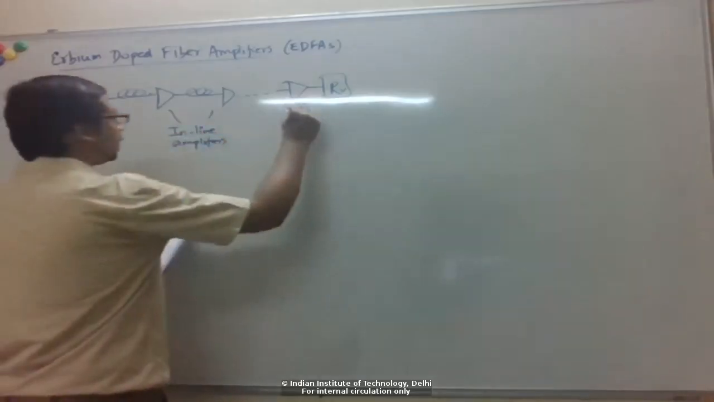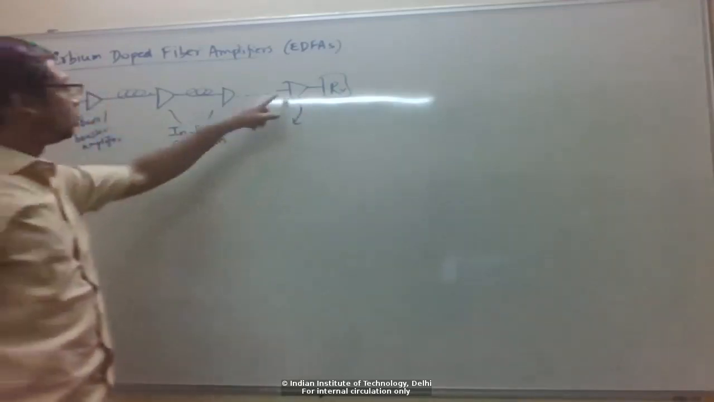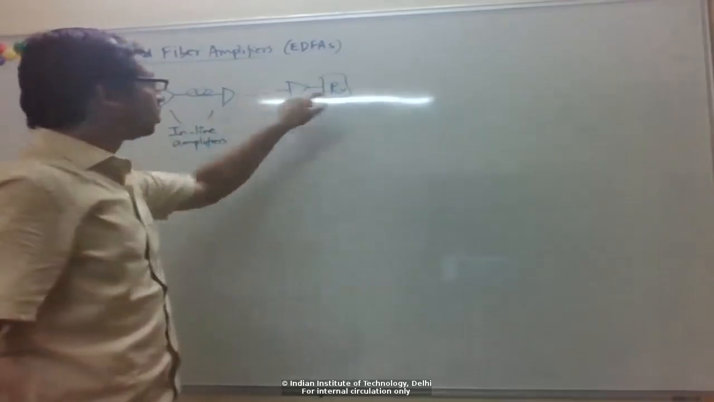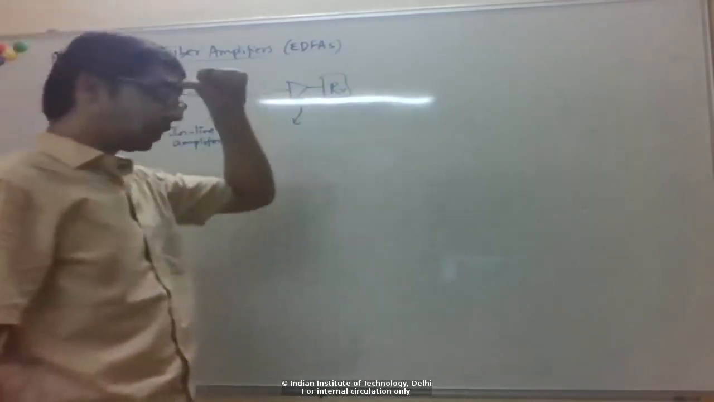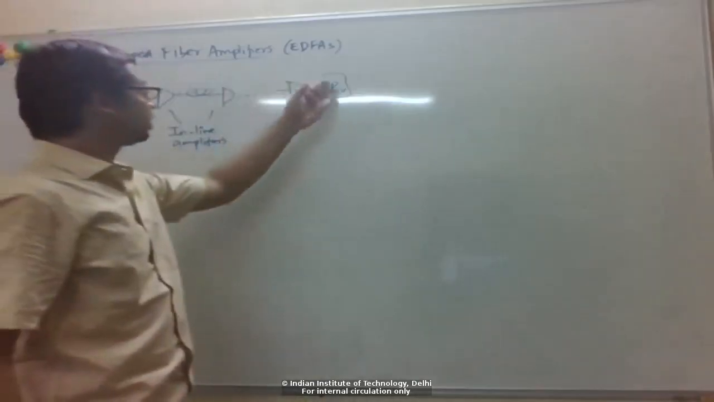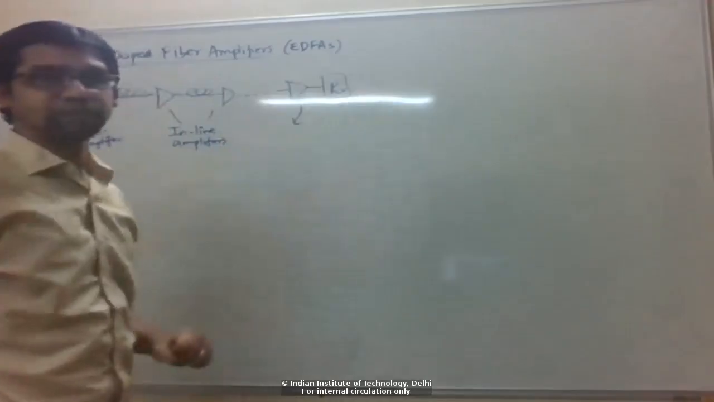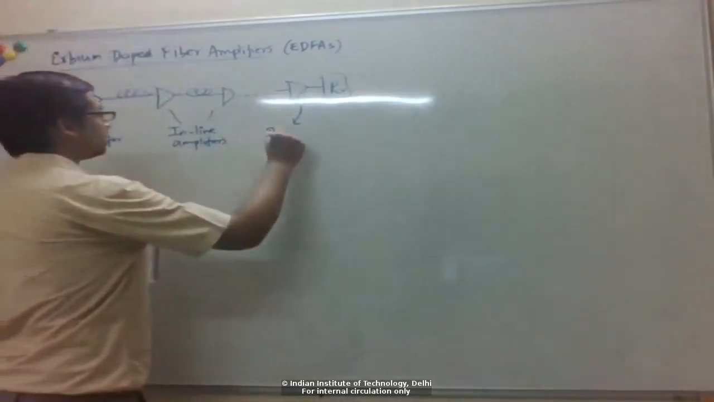Sometimes we also use an amplifier just before the receiver to boost the signal that we get from the photodetector, to improve the signal-to-noise ratio of the electrical signal that we finally get. That is another type, the pre-amplifier.